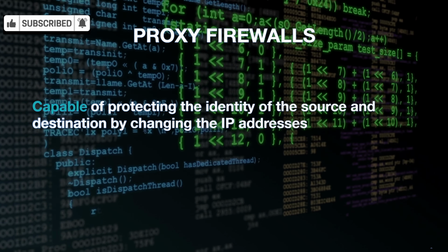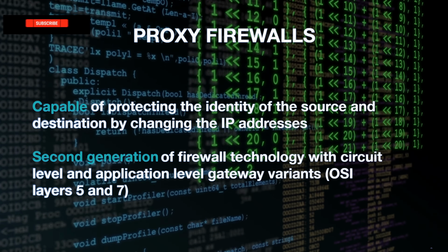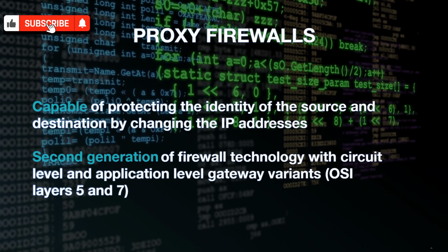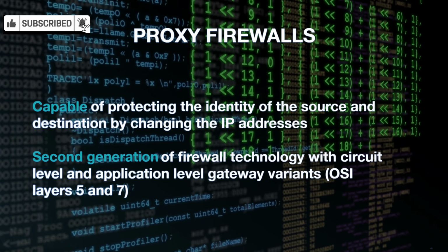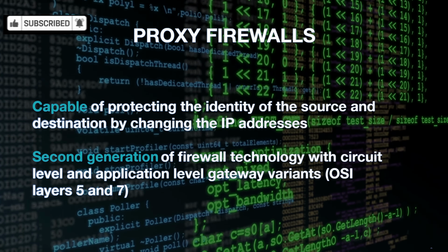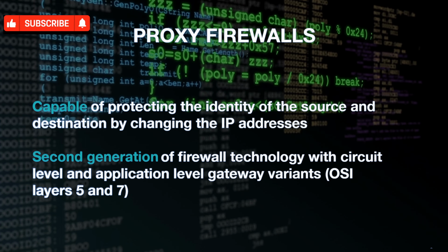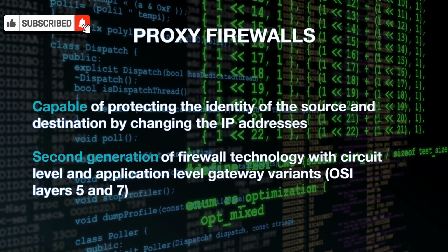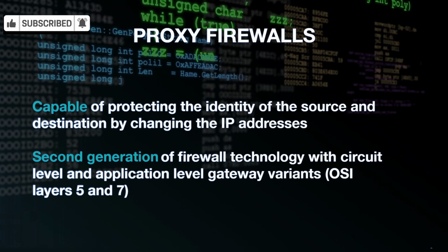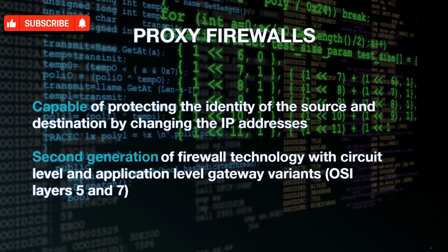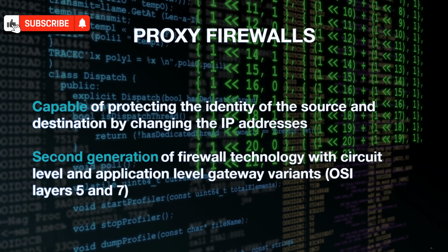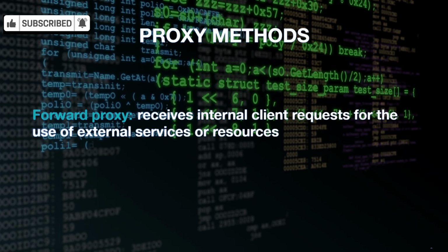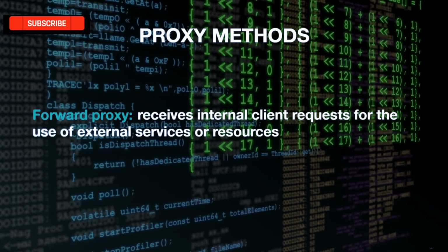There are two different variants of this proxy firewall. There is a circuit level gateway and an application level gateway that you need to be familiar with, and oftentimes these are both paired together as part of a firewall architecture. And I will show you an example of how this works here in just a second. Before we move on to the example, I want to explain how the proxy actually works. There's a forward proxy, which receives internal requests for use of an external service. Then there's a reverse proxy, where an external client is trying to get access to an internal service.